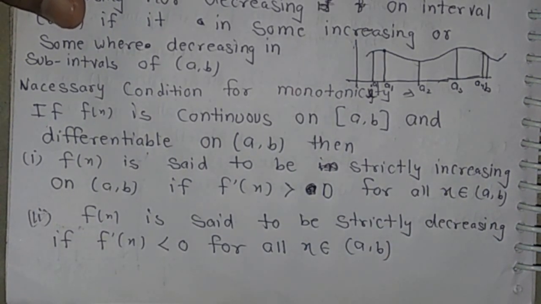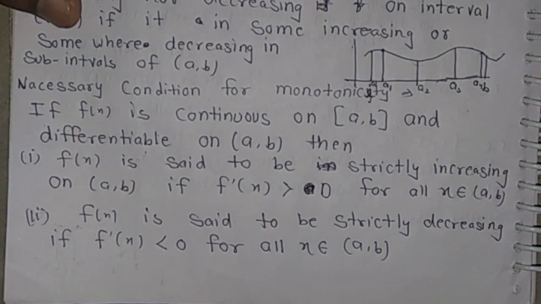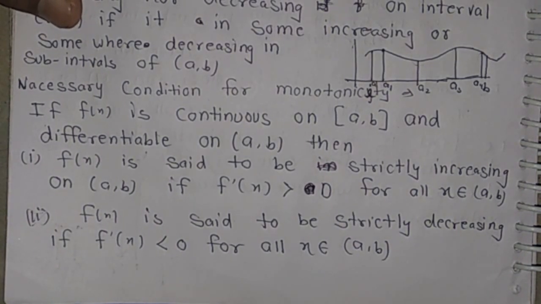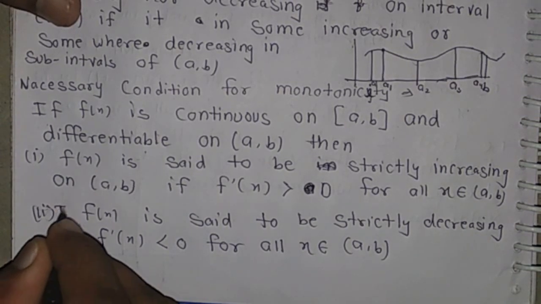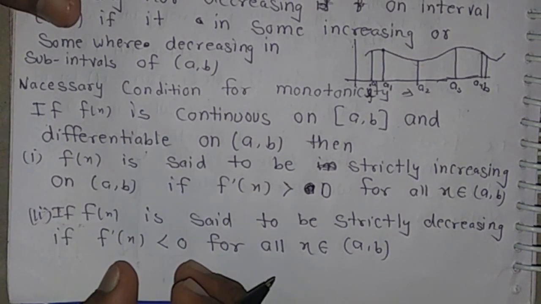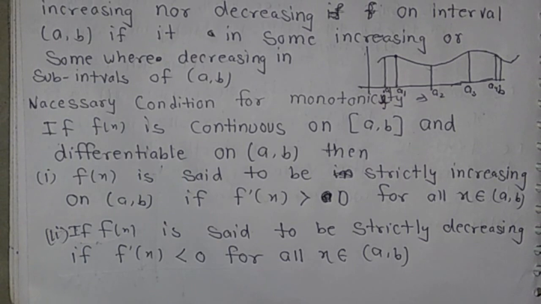Means a function is said to be strictly increasing if f dash x is greater than 0, and a function f(x) is said to be strictly decreasing if f dash x is less than 0 for all values of x lying between a, b.